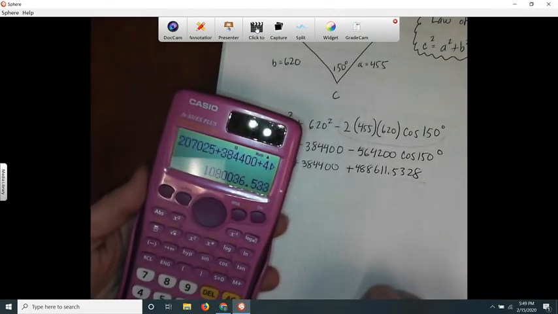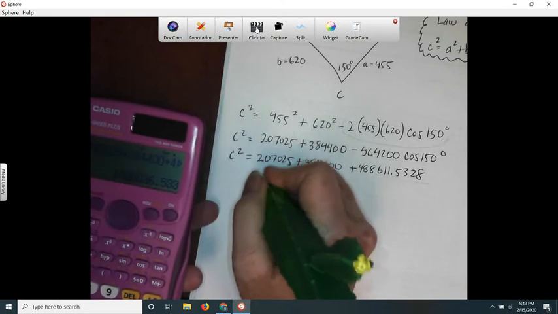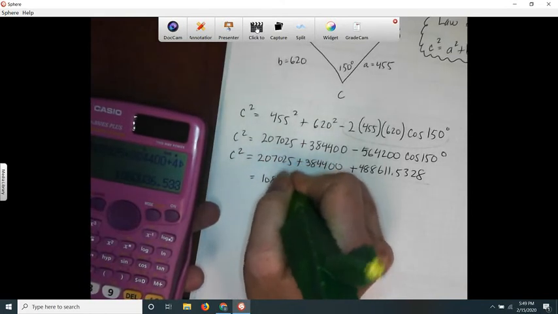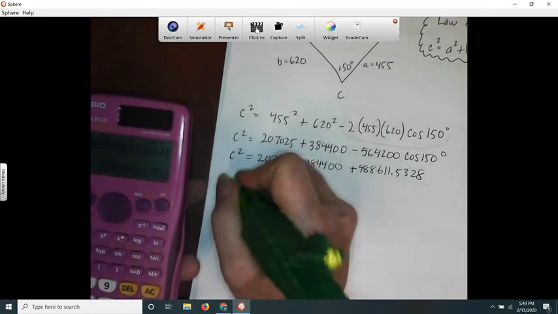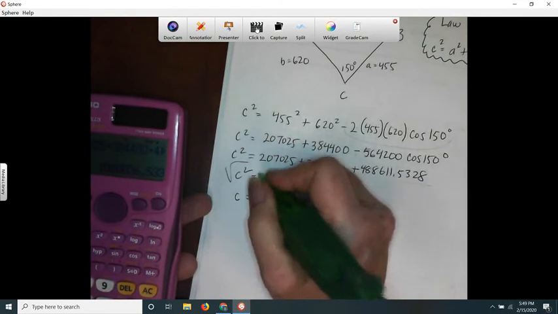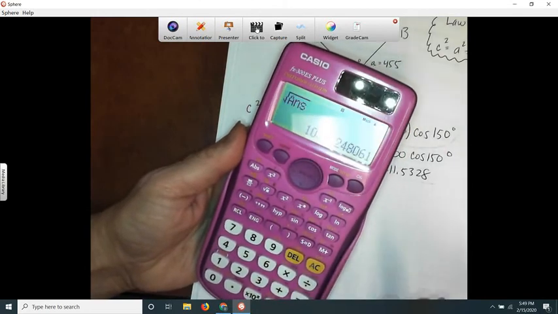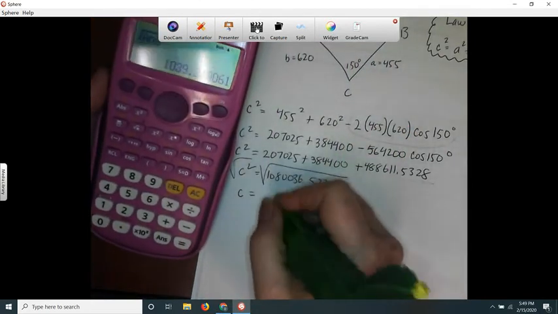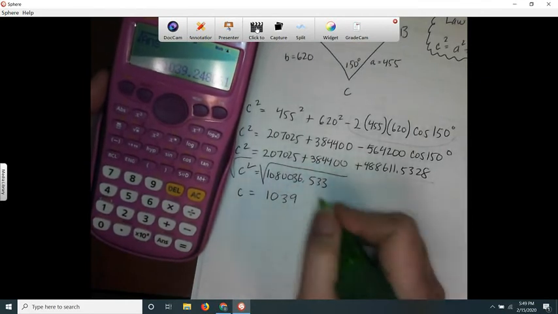So I get this big number. And then I'm going to square root it, showing that I'm square rooting both sides. So square root of the answer, and I got 1,039 some odd feet-ish.